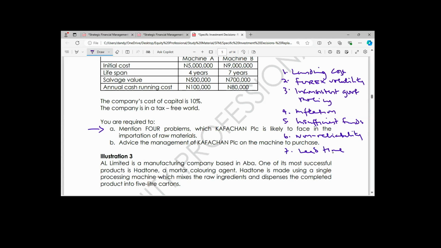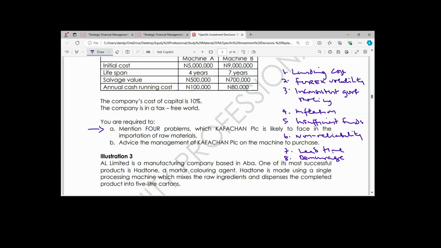There are so many of them you can talk about. You can also talk about demurrage. You know, demurrage is the cost the importer will pay at the port for the period the material is in the port. So the longer the goods stay in the port, the more demurrage the company will pay.